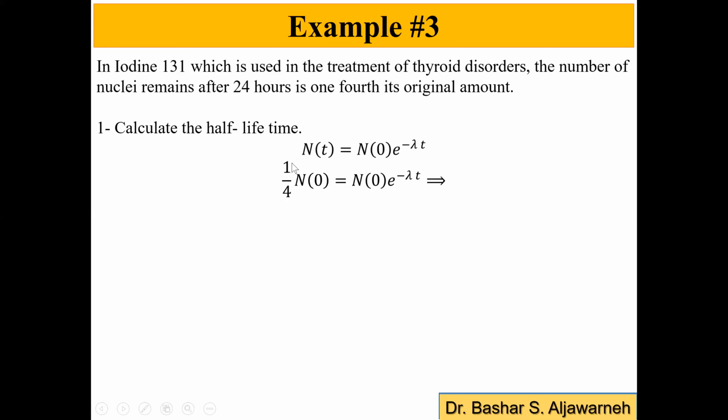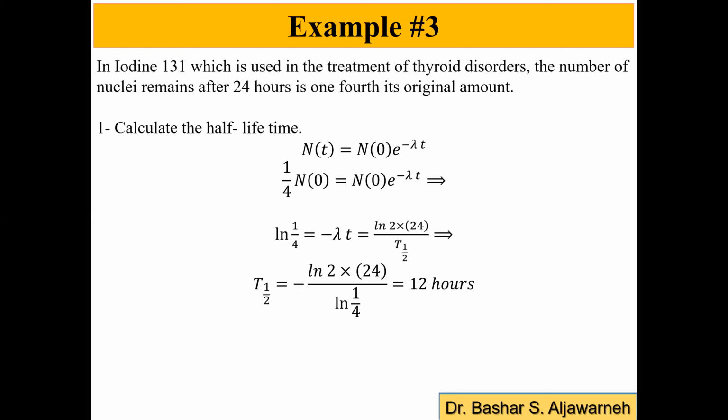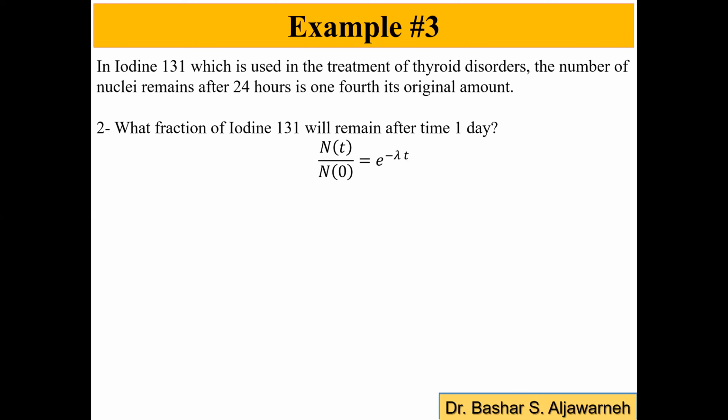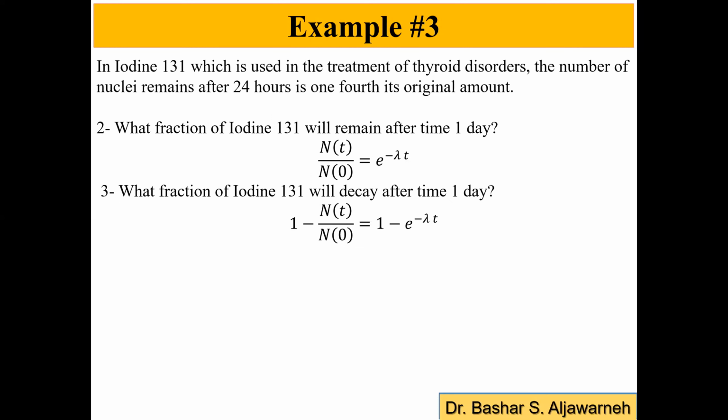So we can say 1/4 N0 equals N0 exponential minus lambda t. We can cancel out N0 with N0 and take the ln of both sides. You will end up with T1/2, or half-life time, of 12 hours. I will leave this for all of you as practice.